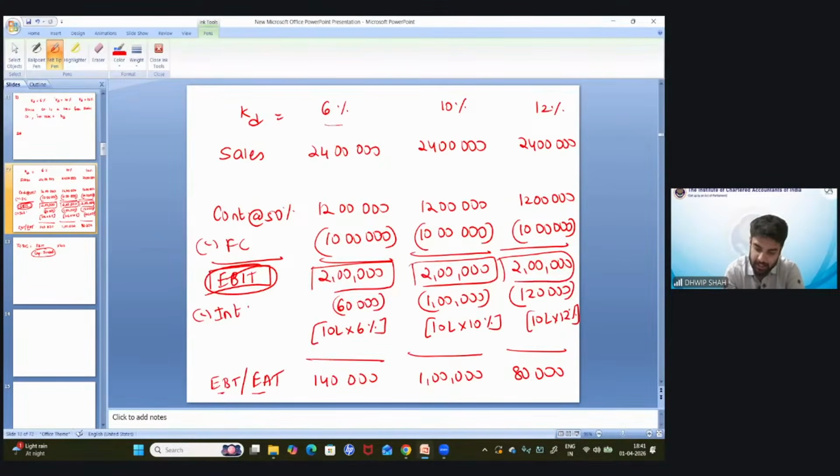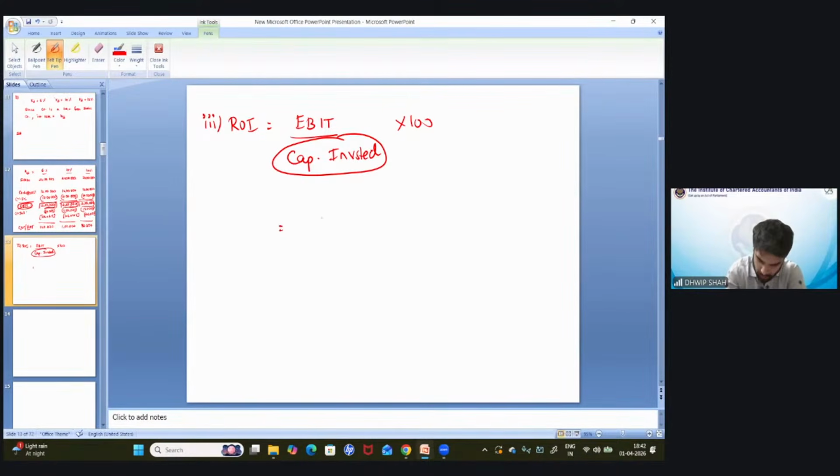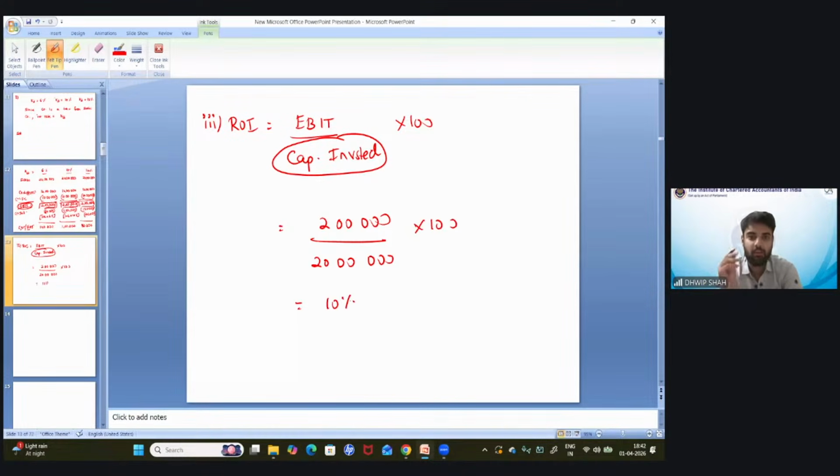So when KD is 6%, 10% or 12%, EBIT is the same in all the cases. Correct? Capital invested is the same in all the cases. So can I say ROI will remain the same in all the cases? EBIT is 2 lakh. Capital invested is 20 lakhs into 100. So can I say 10%? Whether KD is 6%, whether KD is 10%, whether KD is 12%, in all the cases my ROI will remain the same. Because numerator and denominator are the same in all three cases.